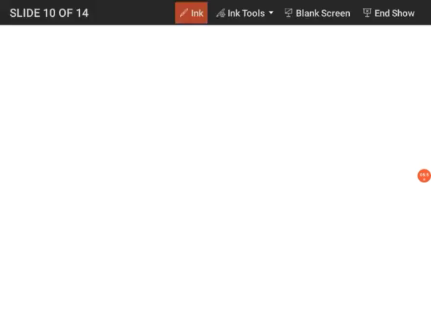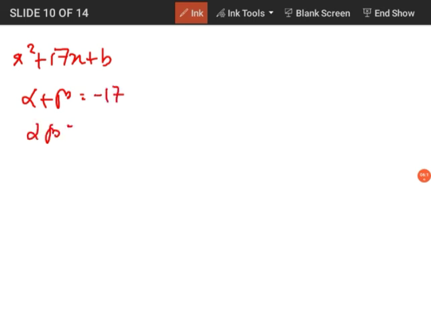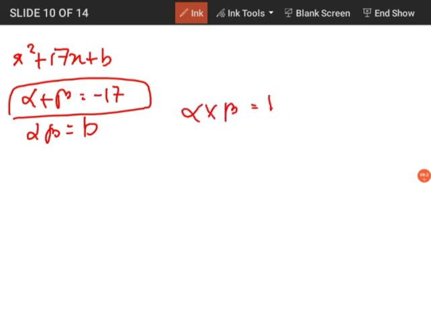So x square plus 17x plus b, again say alpha and beta. Alpha plus beta is -17, and alpha beta is equal to b. Now we are asked to find the smallest value of alpha beta.